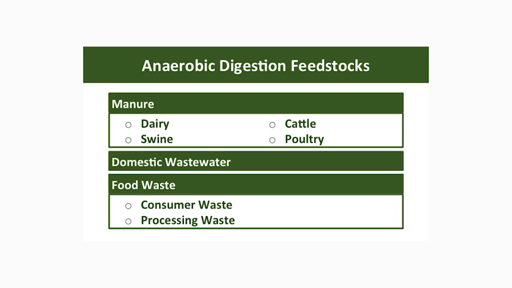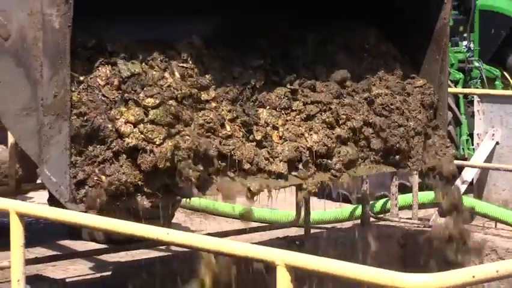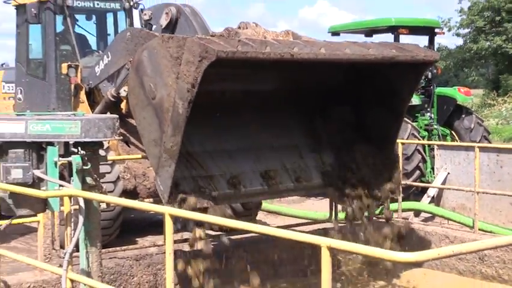A wide range of feedstocks can be used in anaerobic digesters. Some examples are dairy manure, domestic wastewater, and food waste including fats, oils, and grease. In general, feedstocks should not contain toxic or antimicrobial components, heavy metals, or inorganic materials.